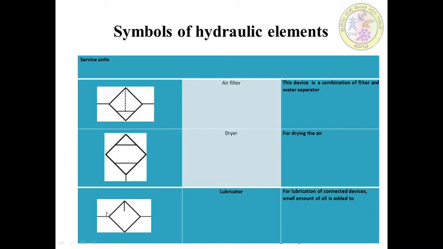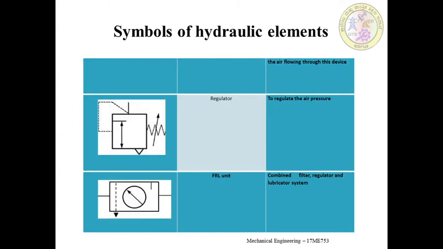So this symbol indicates a lubricator. Actuators have moving parts inside, with reciprocation, so material contact will cause some wearing out, so we need lubrication so that it won't wear. And then this is the air regulator, to regulate the air pressure.